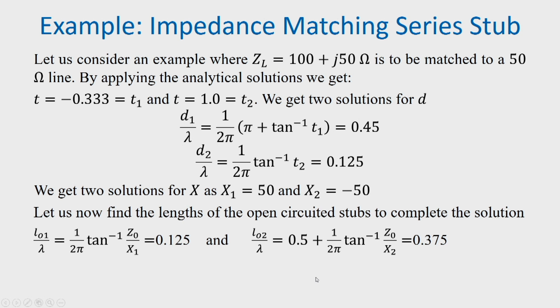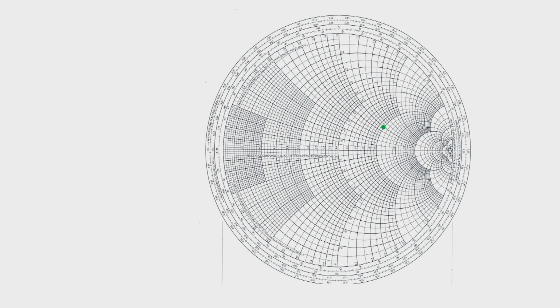So, let us now move on to how we can do this matching, L section matching using a Smith chart. In the Smith chart, we first locate the point normalized impedance 2 plus j 1, and then we pass a line from the center of the Smith chart through this point.